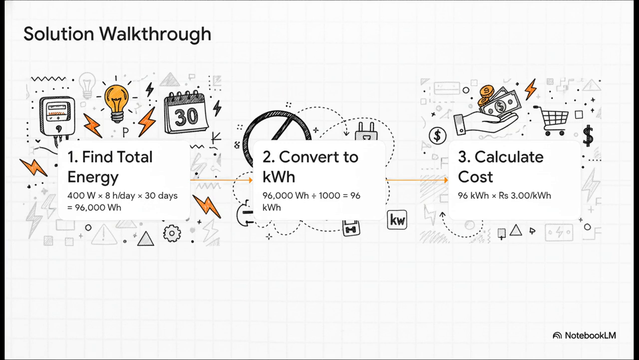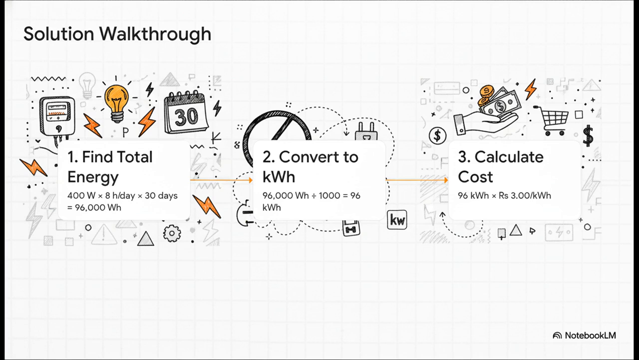This is a multi-step problem, so let's solve it one step at a time. First, we need to find the total energy consumed in the month. Energy is power multiplied by time. So 400 watts multiplied by 8 hours per day multiplied by 30 days. This gives us 96,000 watt-hours. Now, step 2. Remember, the cost is given per kilowatt hour, so we must convert our answer into kilowatt hours. We do this by dividing by 1,000. So 96,000 divided by 1,000 gives us 96 kilowatt hours.